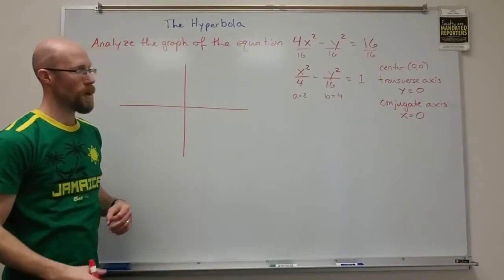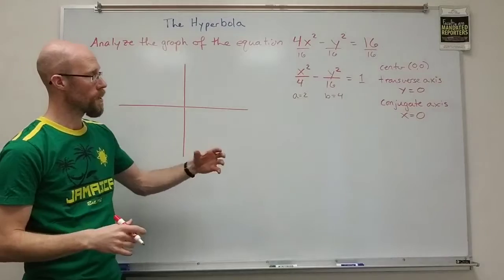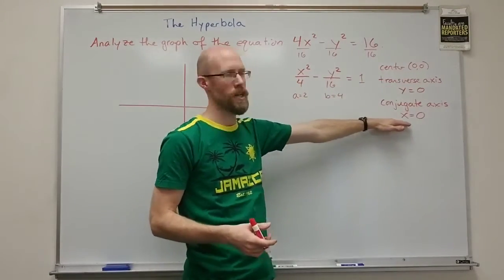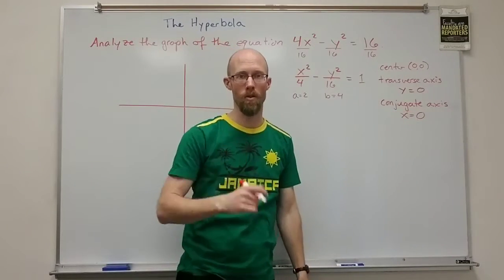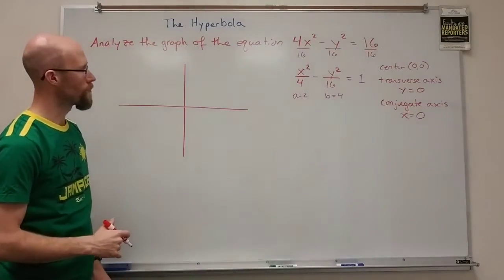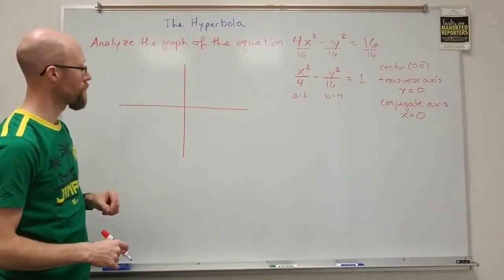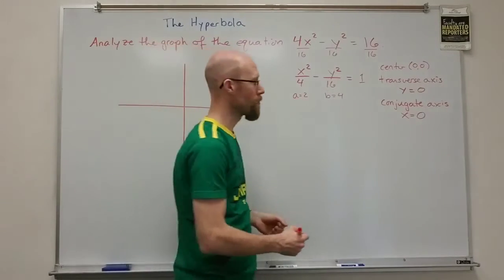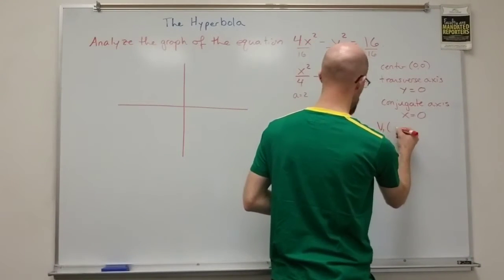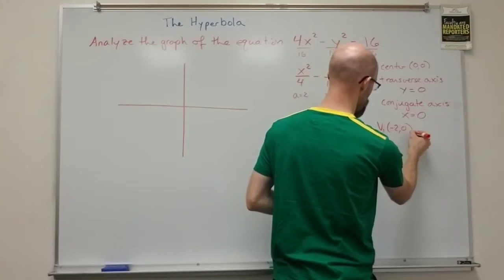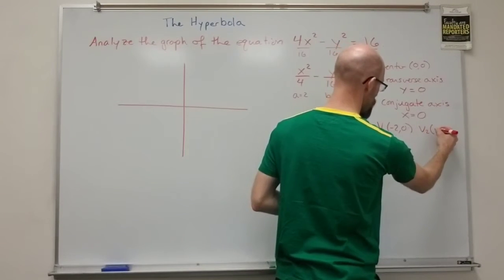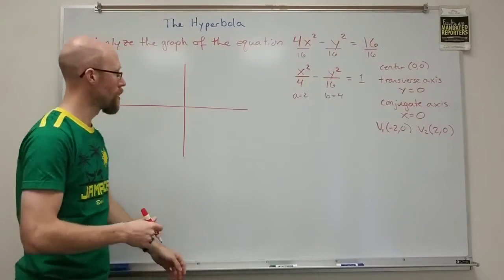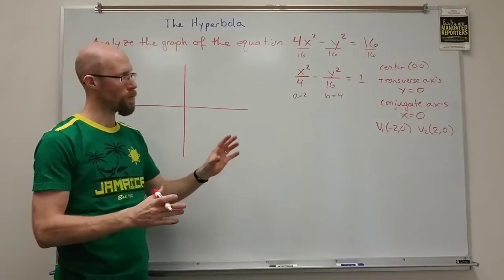Now, if those were shifted, obviously the transverse axis would be the k value, wherever the shift is, and the conjugate axis would be the h value. It shifts it horizontally. So those are my 2 axes. Now the vertices are nice. They're going to be at the value of a. So V1 would be at (-2, 0), and V2 is going to be at (2, 0). So those are 2 points I can grab right off of that a value. Okay, so from there, I'll pause just a moment.